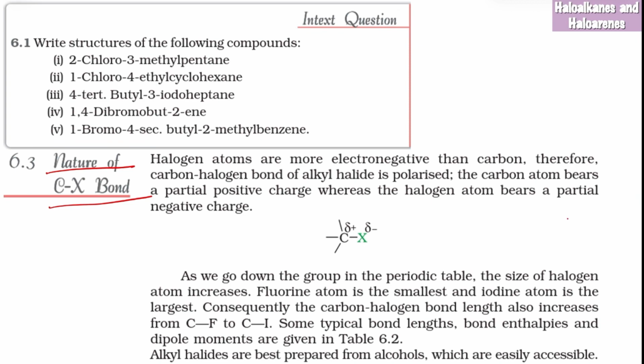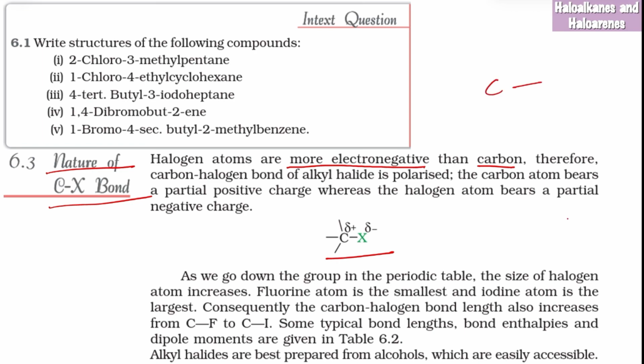Nature of carbon halogen bond. What is the nature of carbon halogen bond? The halogen atoms are more electronegative than carbon. What is the meaning of more electronegative? It means they have a tendency to attract the bonded electron towards themselves.